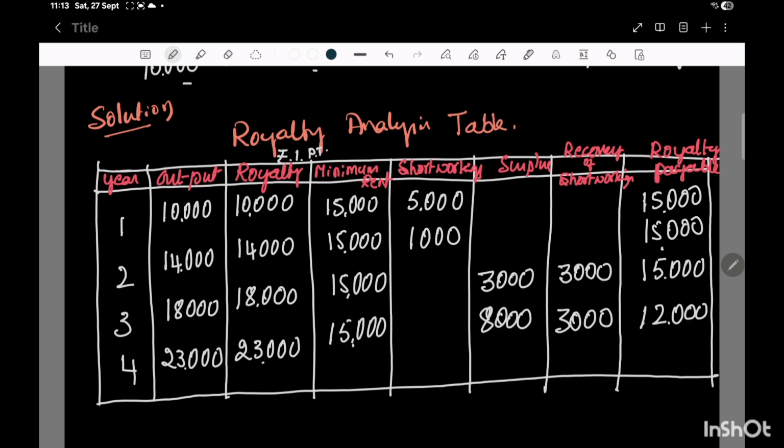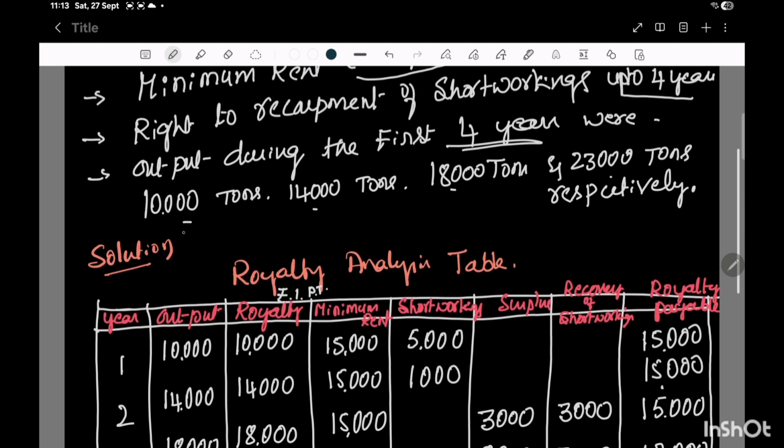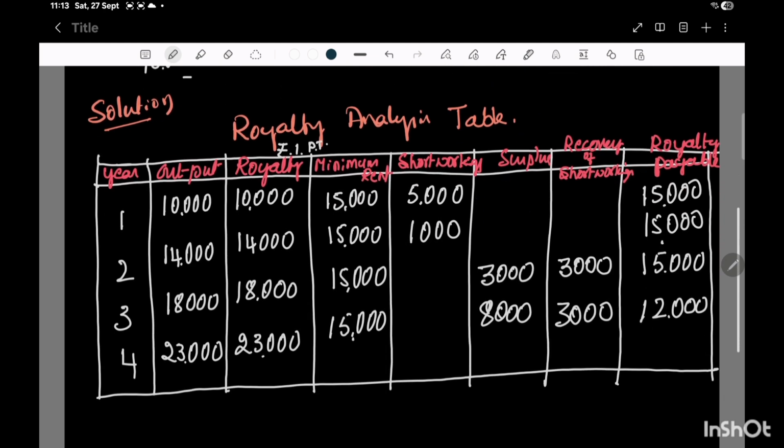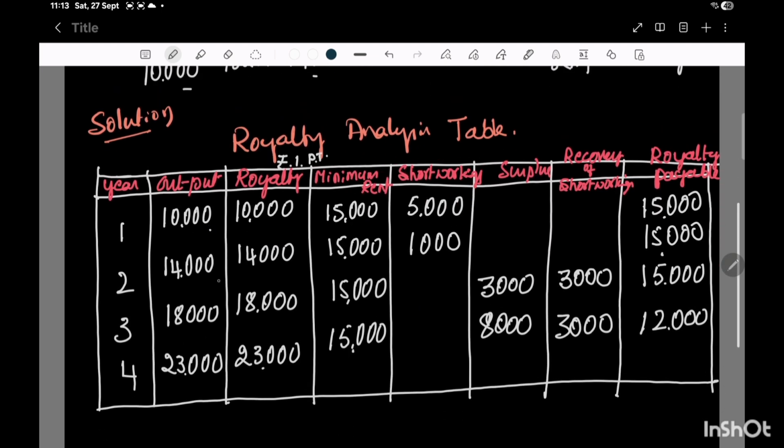Okay, so here we got the 4 years information. So 1, 2, 3, 4 year. Depending on the information available, we have to create the number of years. Okay, and output is given 10,000, 14, 18 and 23. That's what we have written here.